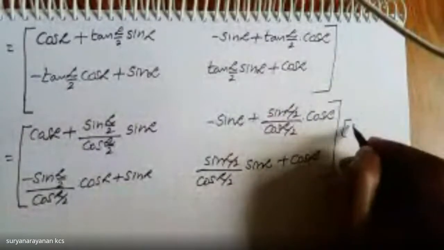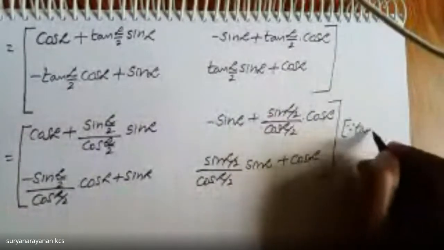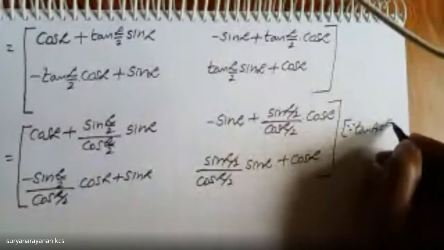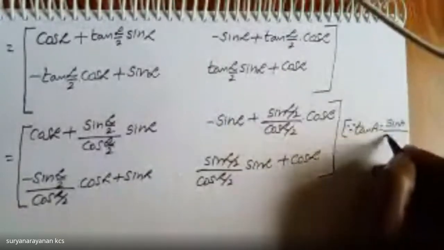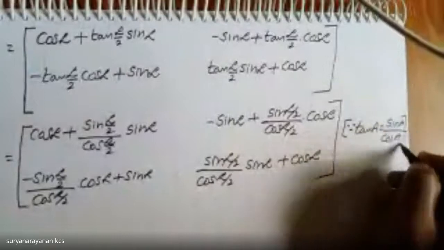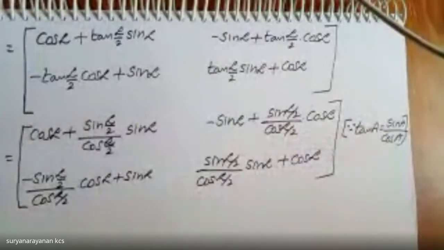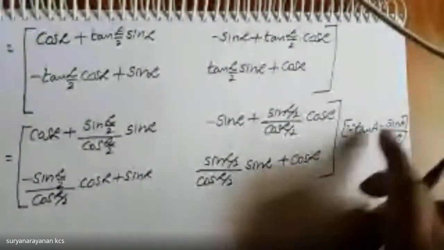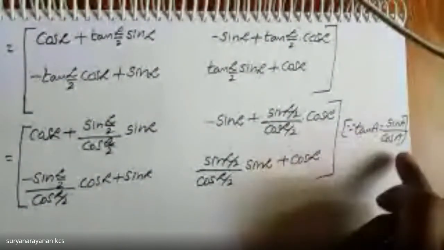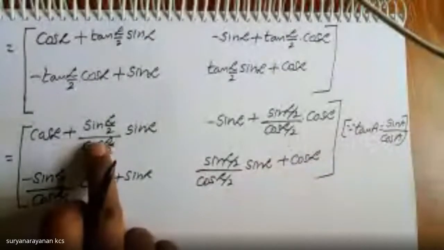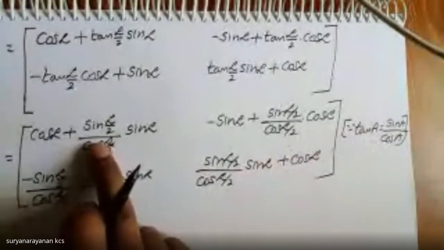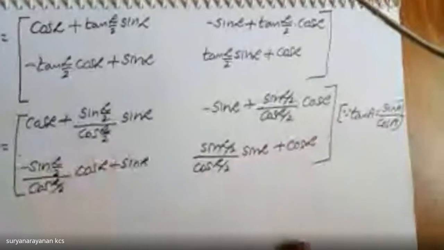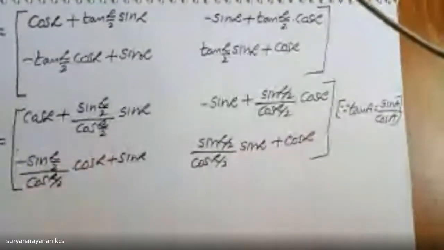By using this trigonometric identity, tan A means sin A by cos A. We can write this function as sin A by cos A. So wherever we get tan alpha by 2, we write sin alpha by 2 by cos alpha by 2. Okay, my dear children.